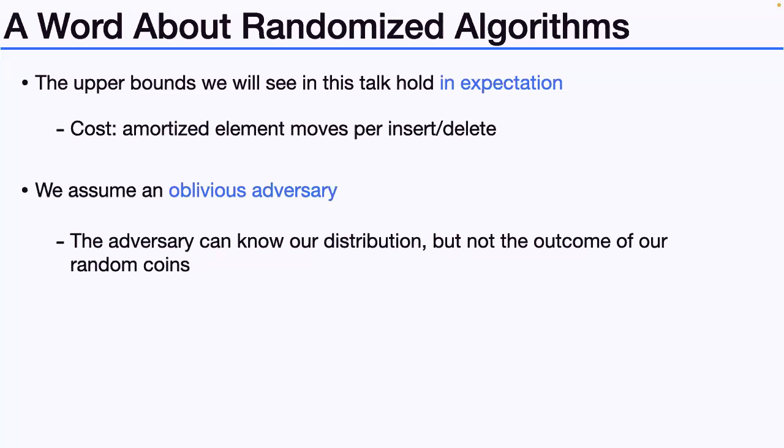Okay, just a side note here, a couple things I want to say now that we're looking at randomized algorithms. So this upper bound and all of the bounds that I'm presenting here hold in expectation. And again, that's the cost, which is the number of amortized moves per insert or delete. And also we use a kind of standard assumption for randomized data structures, which is that of an oblivious adversary. So meaning the adversary can know the entire distribution of our data structure, but they don't know the outcome of our random coin flips.